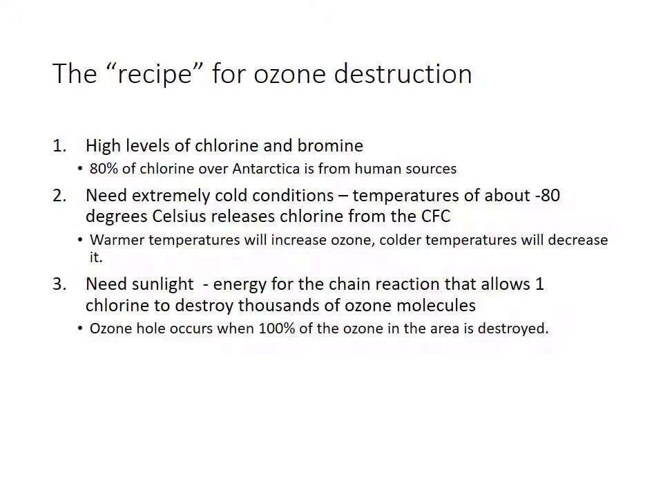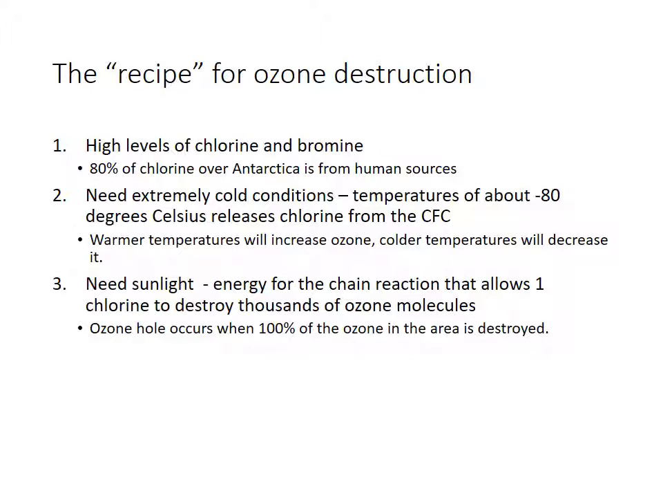Now you need a few special things to create what they call the recipe for ozone destruction. You need high levels of chlorine or bromine. So you need those CFC type substances or ozone depleting substances in the atmosphere. They estimate that 80% of the chlorine over Antarctica is from human sources. There's some naturally occurring chlorine in the atmosphere, but most of it's from human sources. And you need extremely cold conditions. You need temperatures of about -80 degrees Celsius to release the chlorine from the chlorofluorocarbon.